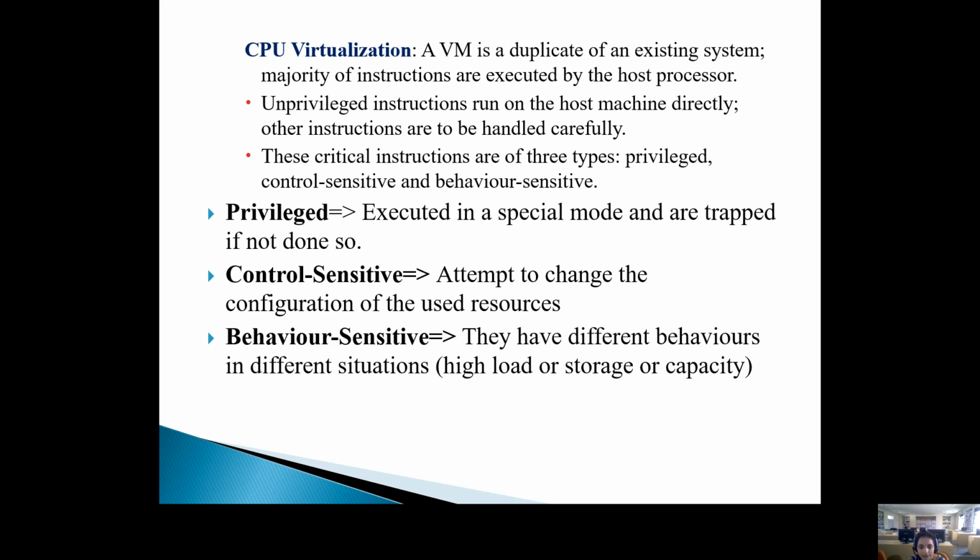Control-sensitive instructions attempt to change the configuration of the resources used. Behavior-sensitive instructions have different behaviors depending on the configuration of resources, including the load and store operations over the virtual memory. If a CPU architecture is virtualizable, it supports the ability to run the virtual machine's privileged and unprivileged instructions in the CPU's user mode, while the virtual machine monitor runs in supervisor mode.